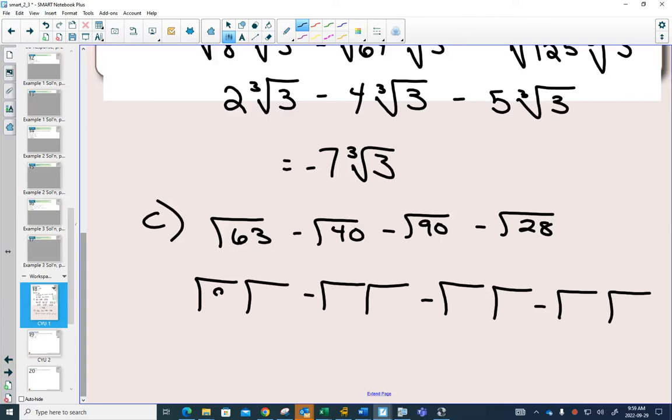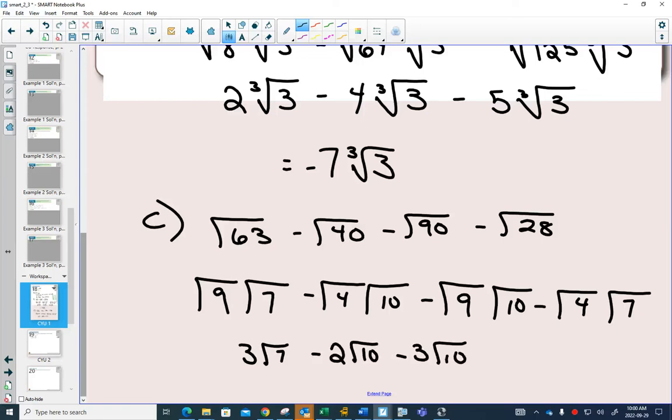All right. You find out 9 was the biggest one here, 9 and 7, because 9 is 3 squared. 4 and 10, because 4 is 2 squared. 9 and 10, because 9 is 3 squared. And 4 and 7. Then the square root of 9 is 3, so this is 3 root 7s minus 2 root 10s minus 3 root 10s minus 2 root 7s.